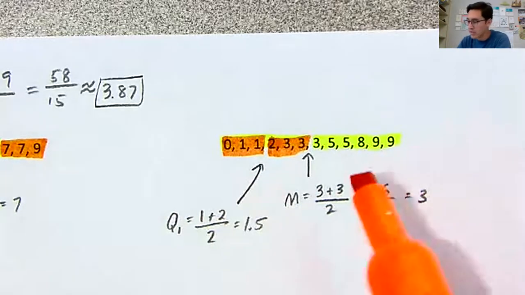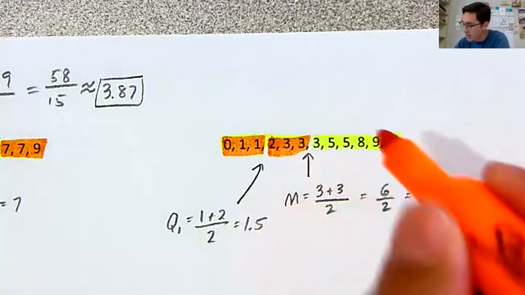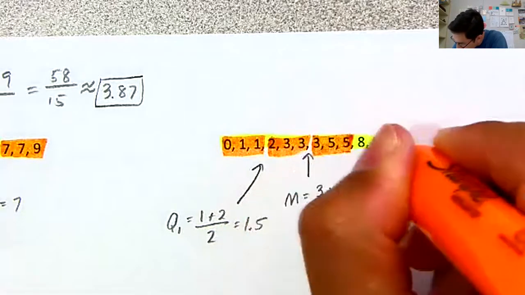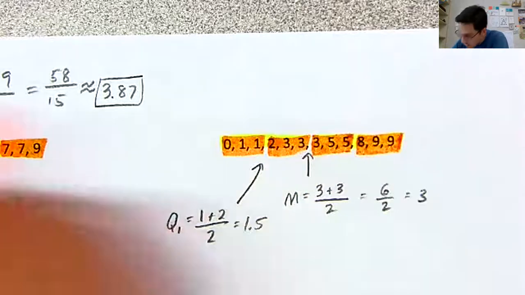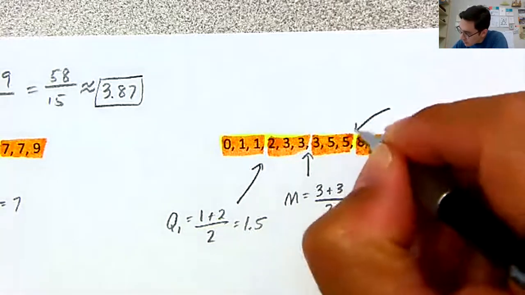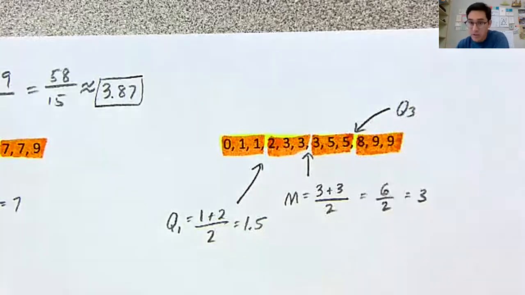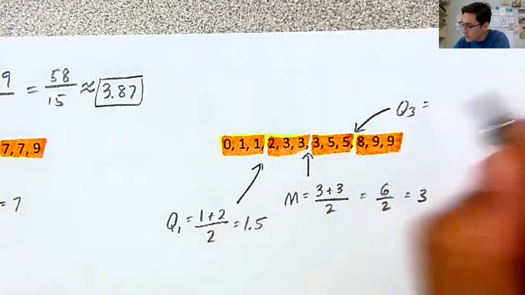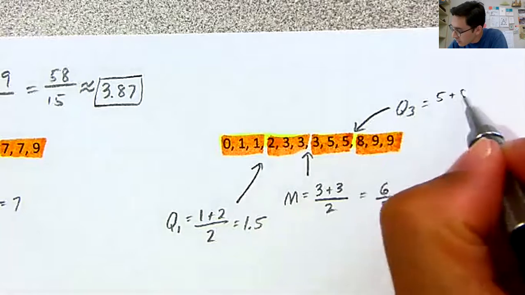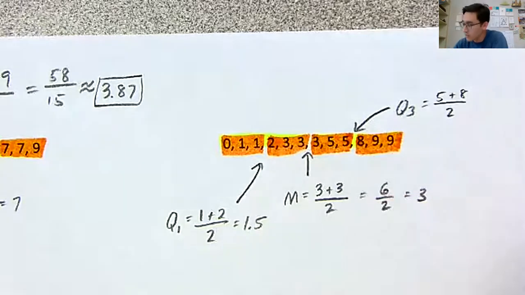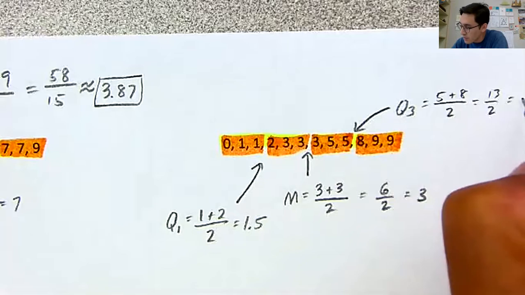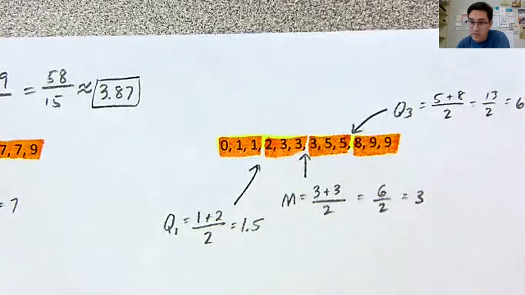Okay. And we can do the same thing with the group of high values. We can divide it in half. So we have 3 and 3. And so our third quartile is going to be the average of 5 and 8. All right, so 5 plus 8 is 13. 13 divided by 2 is 6.5.